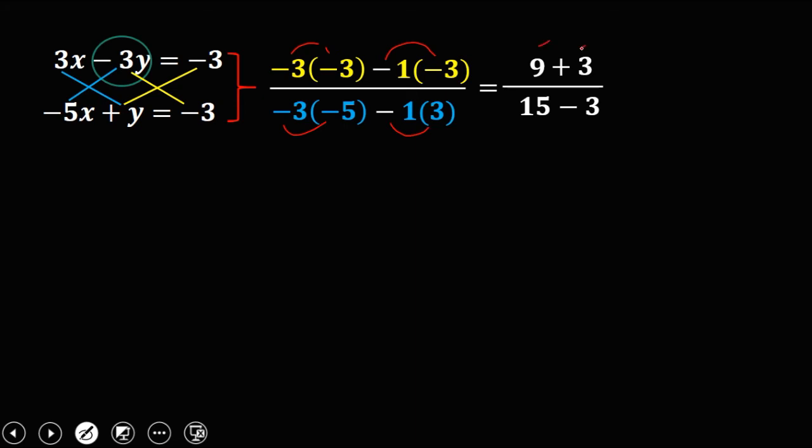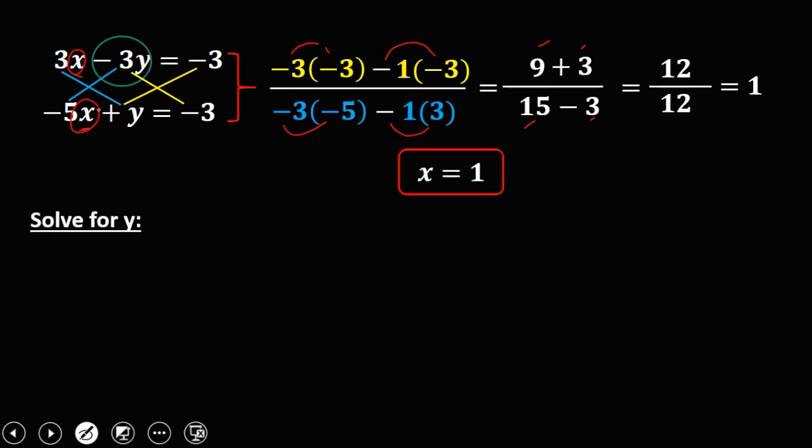Then this 9 plus 3, that's 12. And this 15 minus 3, also 12. So 12 divided by 12, that's equal to 1. And since x is the first term, therefore x is equal to 1.